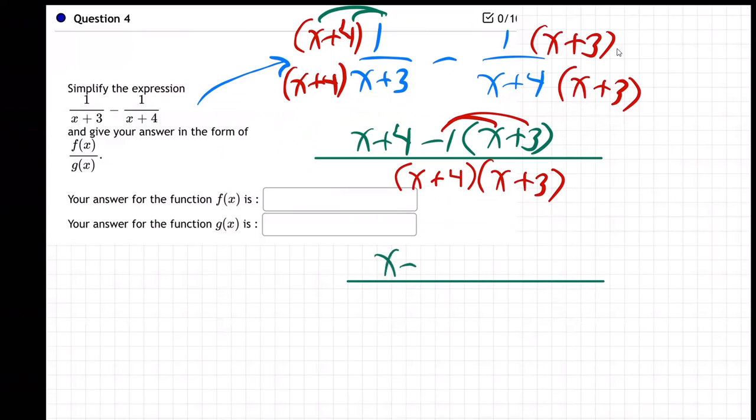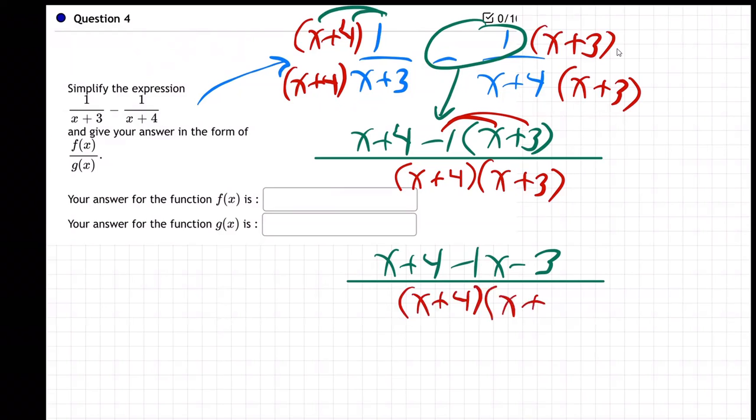So what do we get? x plus 4 minus 1x minus 3. Everybody see what happened there? On the top, that minus 1 had to distribute through the x plus 3. You might wonder, where did the minus 1 come from? Right here, minus 1. See that? Okay, and what's on the bottom? x plus 4, x plus 3.